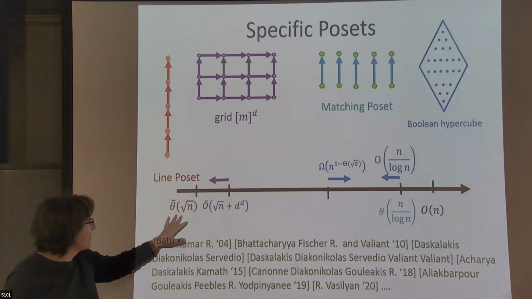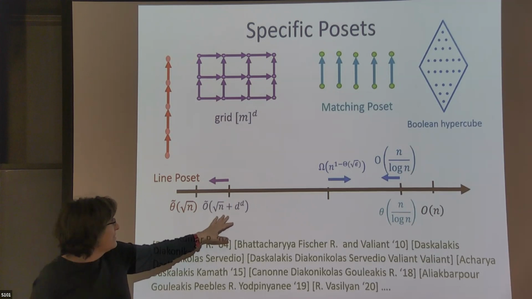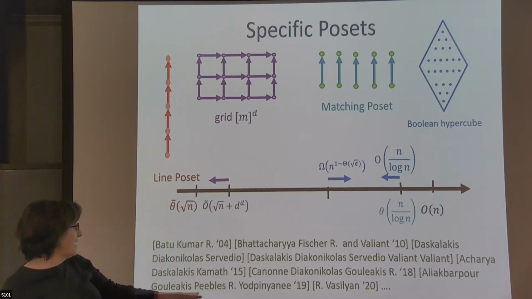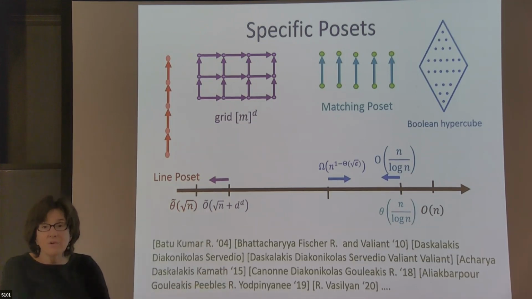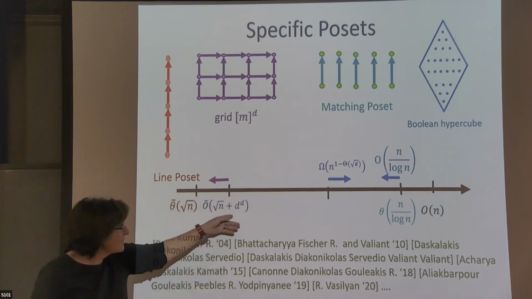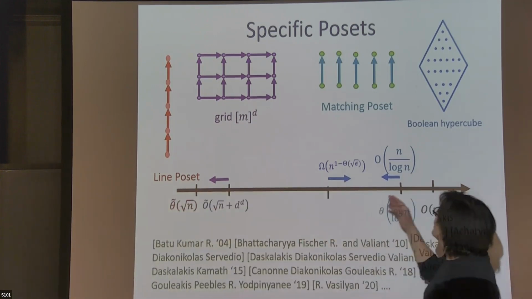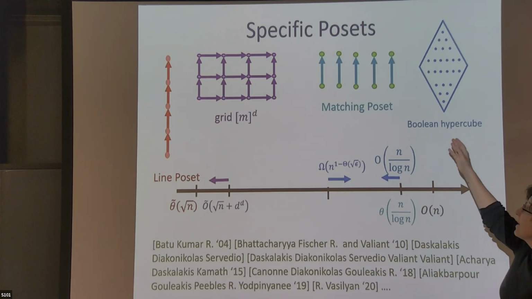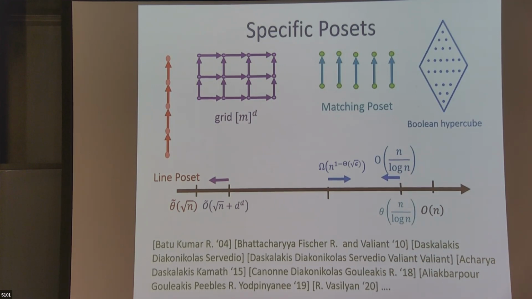We already saw that the line poset was like square root n. On the grid, for low dimensional grids, you can get something like square root n. This is work of Acharya, Daskalakis, and Kamat. They look at low dimensional grids and get something exponential in the dimension. That's why I say low dimensional, but it's still interesting. Then you might say, okay, let me take the grid and put it on steroids and get the Boolean hypercube. What about testing distributions on the Boolean hypercube?